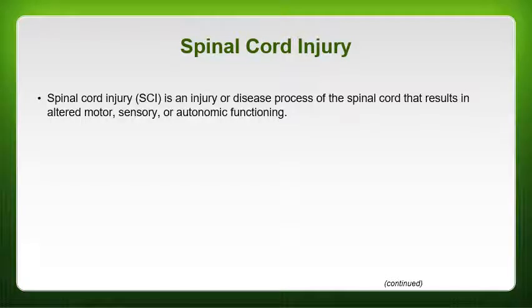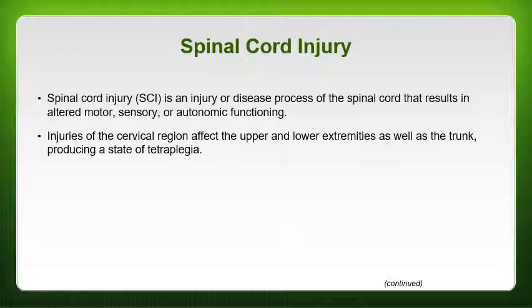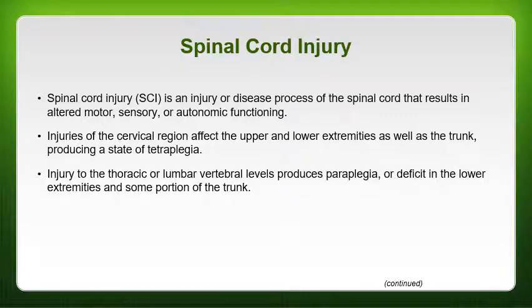So looking at spinal cord injury, again, this is an injury or disease process of the spinal cord that results in either altered motor, sensory, or autonomic functioning. Injuries to the cervical region are going to affect the upper and lower extremities as well as the trunk, producing what we call a state of tetraplegia. The term that used to be used and sometimes still does get used is quadriplegia. If you have injury to the thoracic or lumbar levels, that will produce what's called paraplegia, or deficit in the lower extremities and some portion of the trunk.